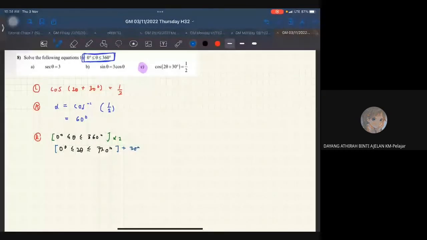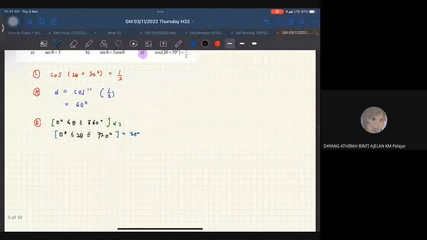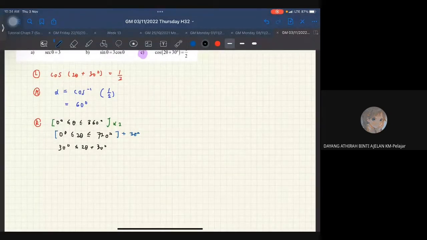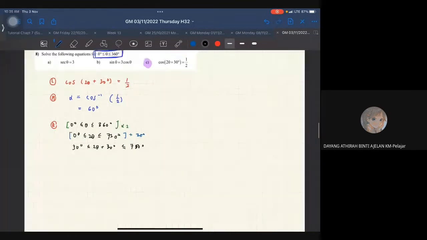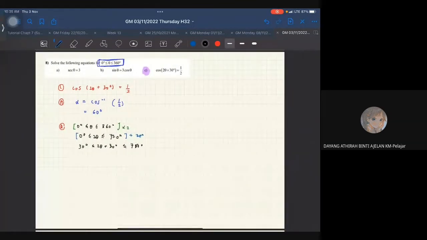Okay, so saya akan dapat yang kosong tambah 30 jadi 30. Okay, and then in the middle, saya dapat 2 theta plus 30. Okay, and then lastly, 720 plus 30 is 750. Okay, so settle lah kita punya range sekarang ni. Okay, so let's continue to Q quadrant.